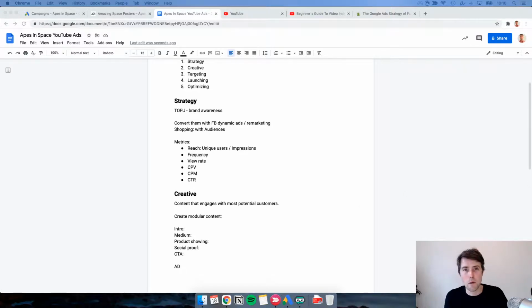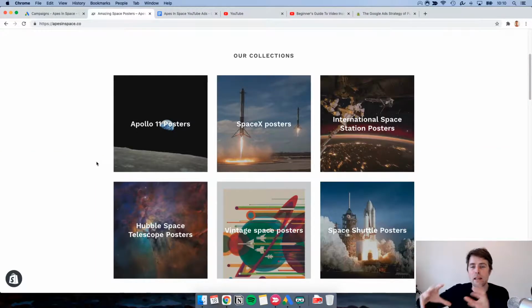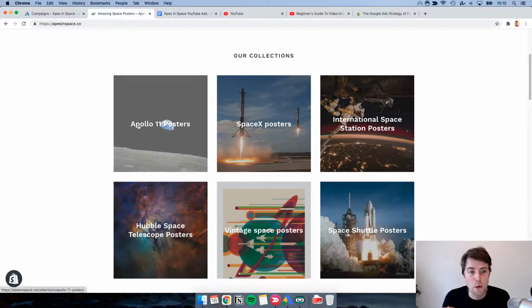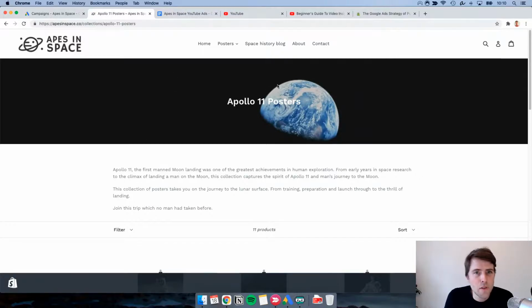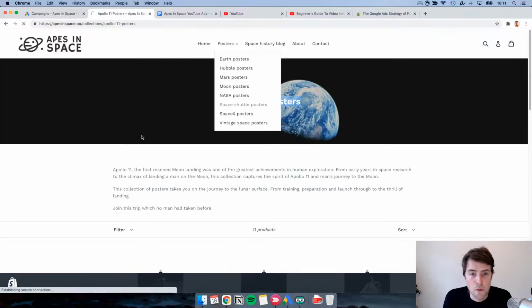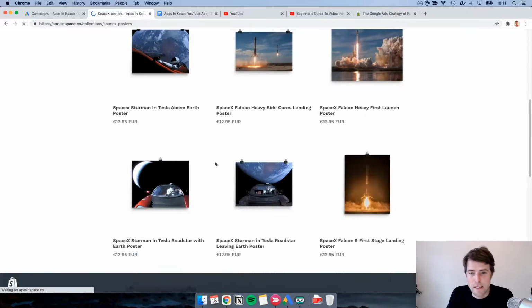And then I'm already going into my pitch. That's why I'm super happy that I've discovered Apes in Space. Apes in Space is a poster company that has these super high quality images, and they put them on posters. They've got a ton of different pictures. They have one from the moon landing, one of the space shuttle, or even some shots from other launches, like here, some SpaceX launches.